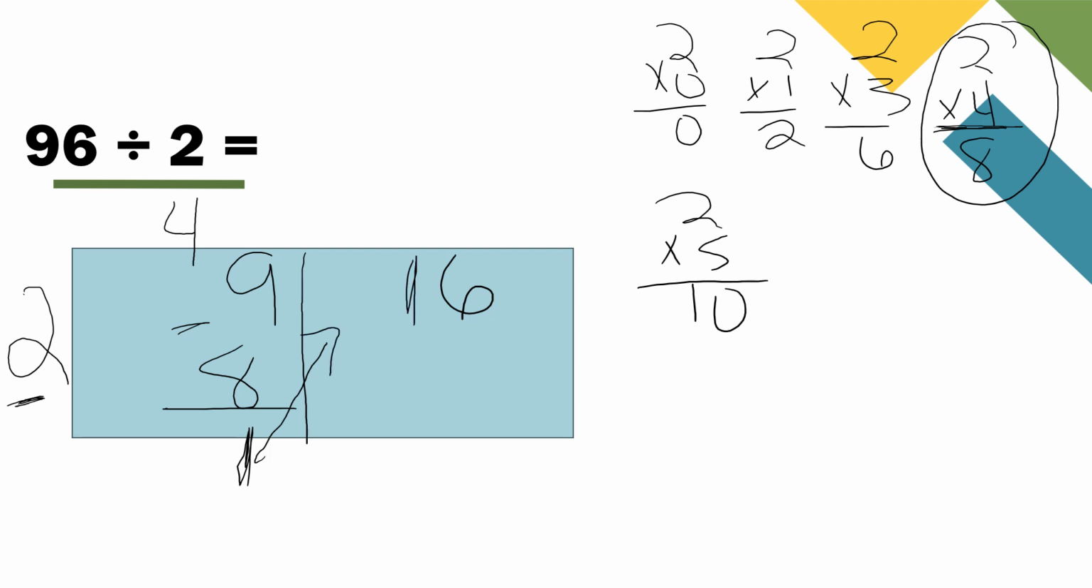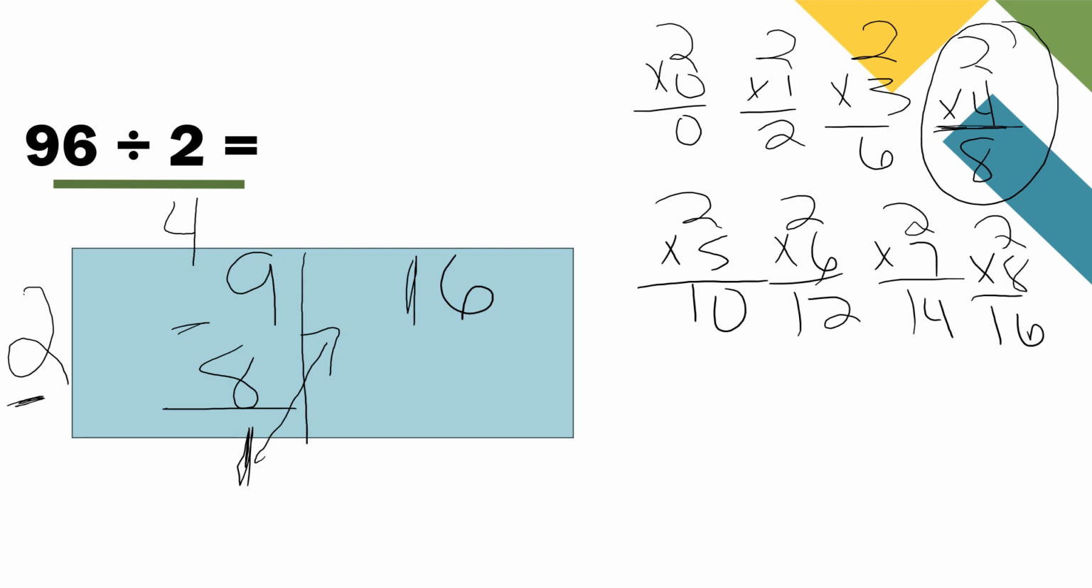As you see, I stopped with 10. Do not just go with what you see. You need to continue your list and see if you can find something else. So 2 times 6 is 12. 2 times 7 is 14. 2 times 8 is 16. Oh, I found 16. Circle it.